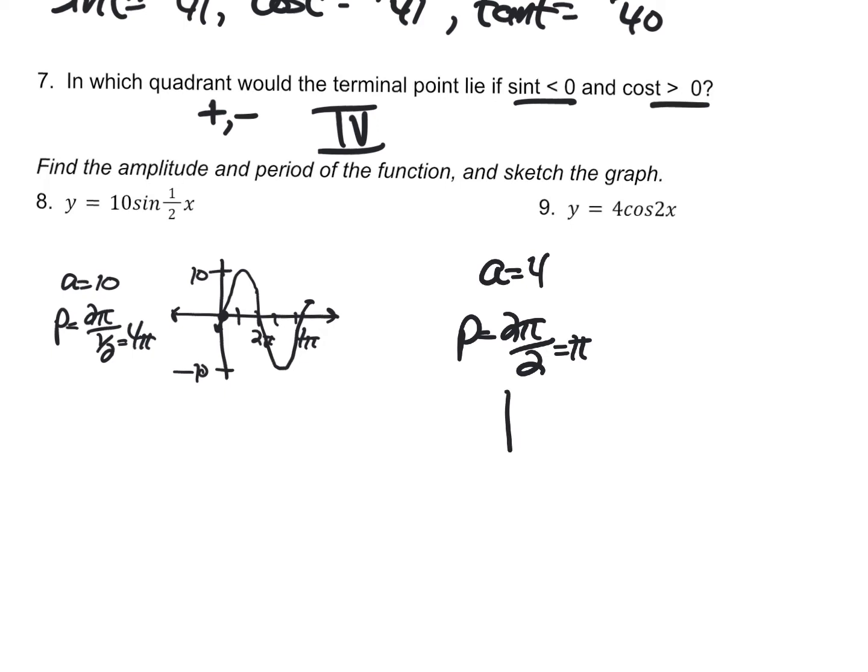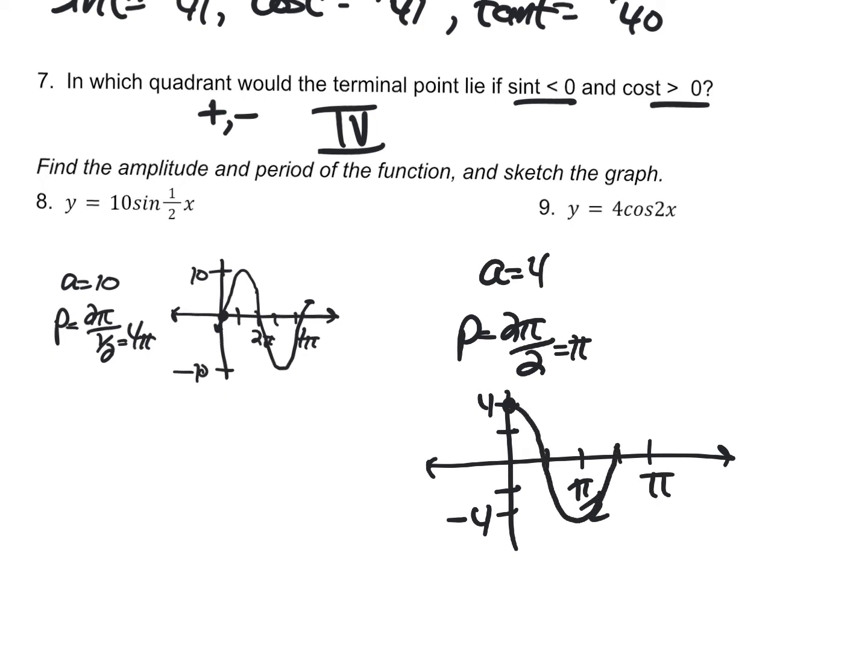So I'm ready to graph now. I'm going to draw one period. So I'm going to go 1, 2, 3, 4, all the way to pi, because that's the period. That means that's pi over 2. We'll say this is 4. That's negative 4. This is cosine. Remember, cosine starts at 1, or in this case 4, and it goes down, up, just like that. Obviously, it does keep going, but there's one period.